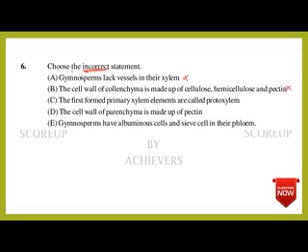The first formed primary xylem elements are called protoxylem. This is correct, but not applicable. Here they asked for the incorrect one. Next, the wall of parenchyma is made up of pectin. So the wall of parenchyma is not made up of pectin, and this is the right answer for this particular question. Gymnosperms have albuminous cells and sieve tubes in their phloem. This is also not applicable. So the answer is D.